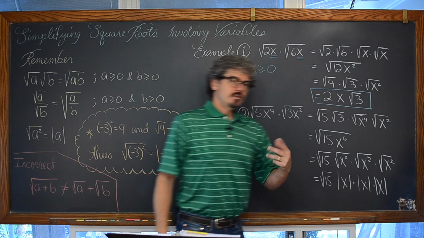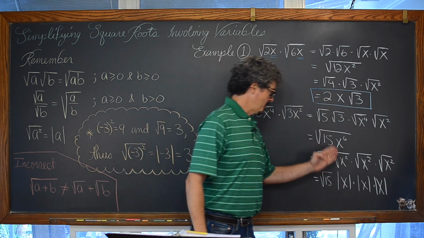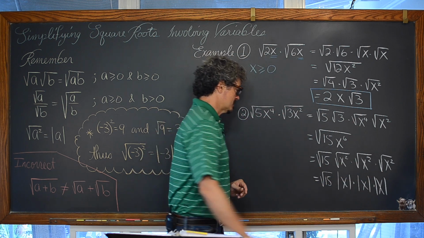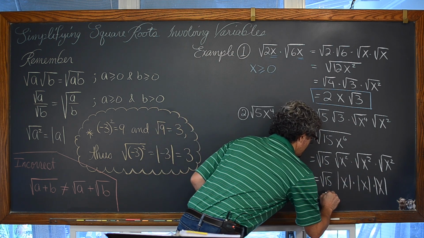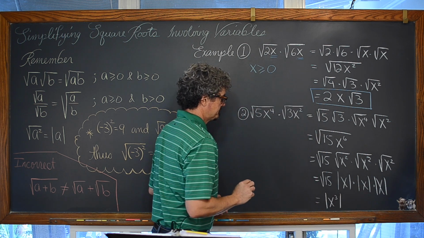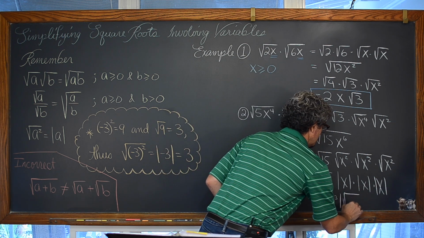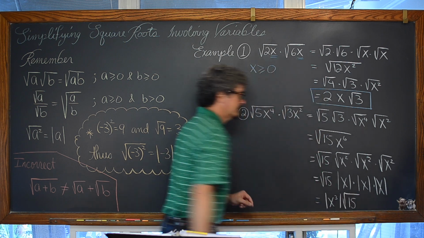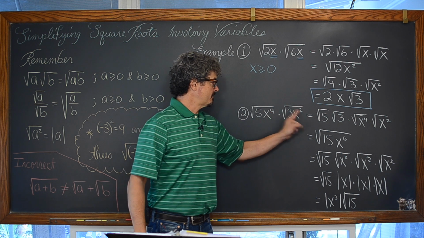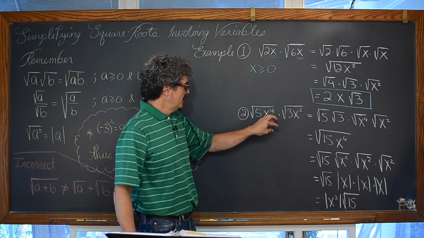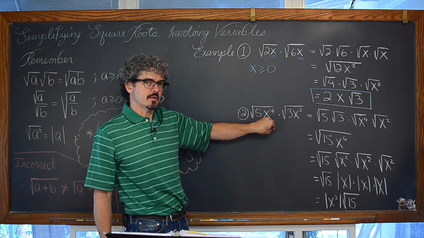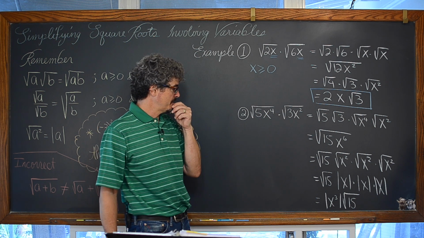And we can use our properties of exponents with this absolute value of x times the absolute value of x times the absolute value of x and write that as the absolute value of x cubed times the square root of 15. Now remember, these x's started off with even powers, so there's no implied limitation here that x has to be greater than or equal to 0.